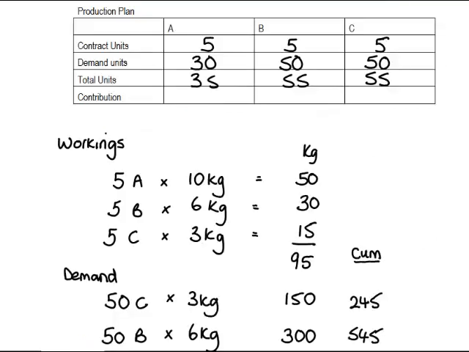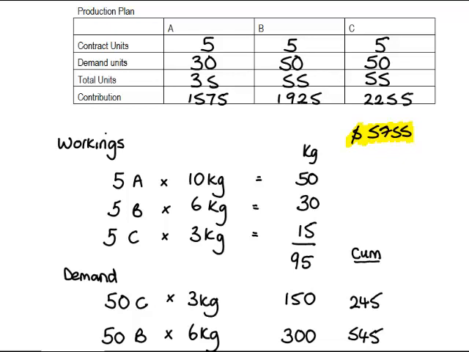So 35 multiplied by 45 is 1575. 55 multiplied by 35 is 1925. And 55 multiplied by 41 is 2255. So that means that the total contribution that they can make with the scarce resource that they've got is $5755.